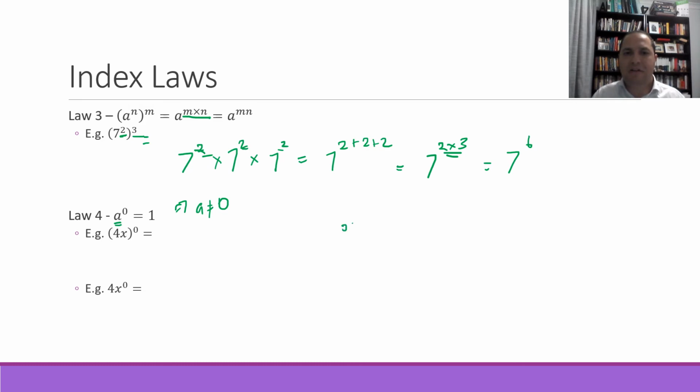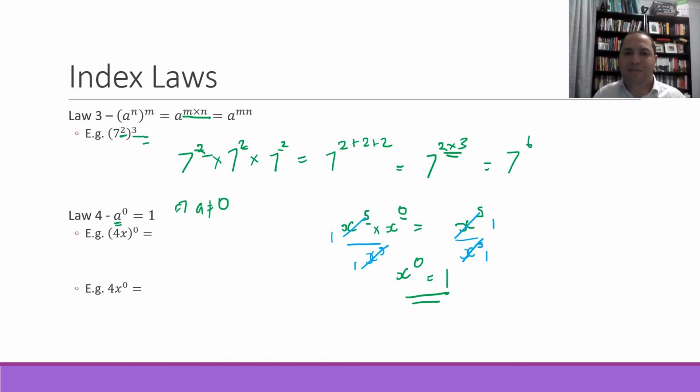Let's say we've got x to the power of 5 times x to the power of 0. Now using our first index law, we need to add our powers together. So that's x to the power of 5. Now let's rearrange this equation. Let's divide by x to the 5, divide by x to the 5. x to the 5 divided by x to the 5 cancels out to 1 and 1. So what we are left with is x to the 0 equals 1.